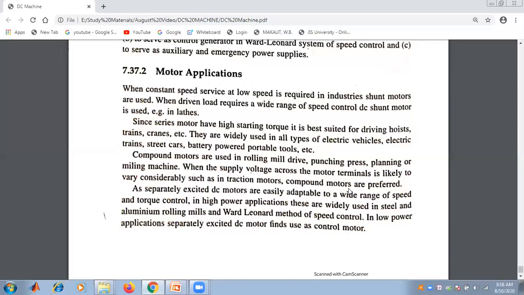When the supply voltage across the motor terminals is likely to vary considerably, such as in traction motors, compound motors are preferred. Separately excited DC motors are easily adaptable to a wide range of speed and torque control. In high power applications, these are widely used in steel and aluminum rolling mills with the Ward Leonard method of speed control. In low power applications, separately excited DC motors find use as control motors.